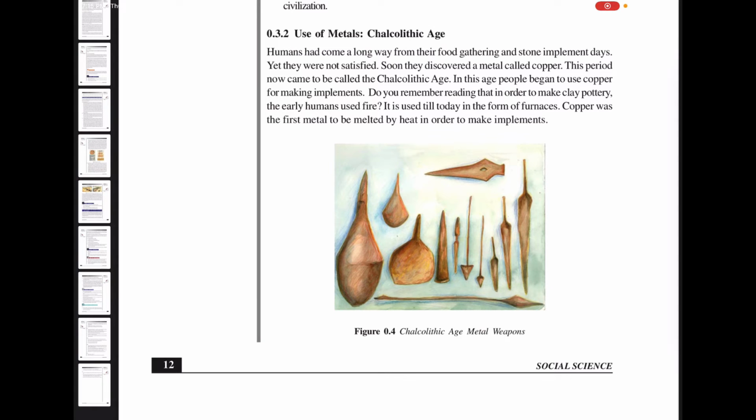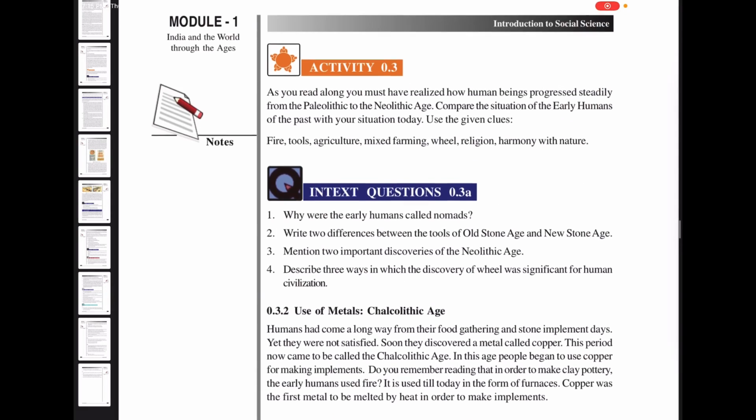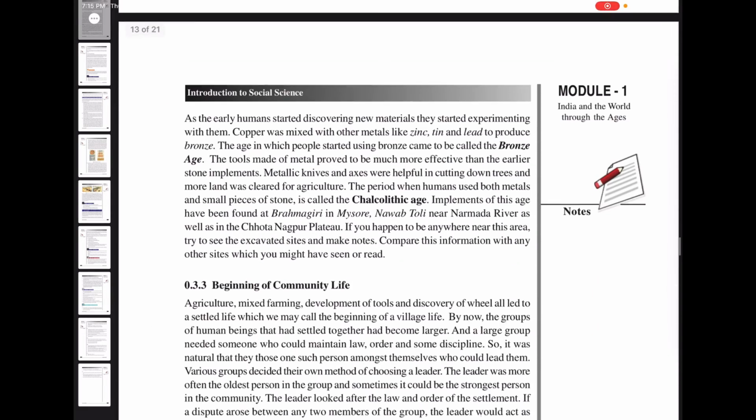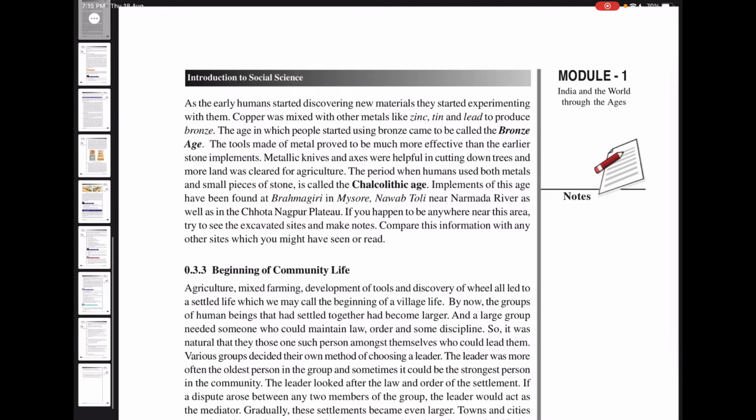Do you remember reading that in order to make clay pottery, the early humans used fire? It is used till today in the form of the furnace. Copper was the first metal to be melted by heat in order to make implements. As the early humans started discovering new materials, they started experimenting with them. Copper was mixed with other metals like zinc, tin, and lead to produce bronze. The age in which people started using bronze came to be known as the Bronze Age.